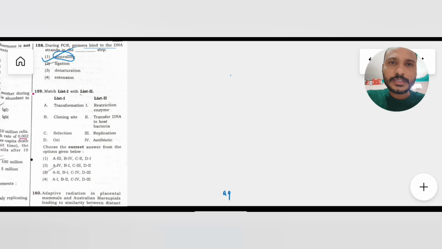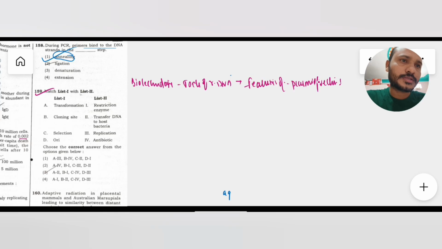So next one, question 159, match the following. In list one, different features are given with respect to their enzymes. Under this question, transformation, cloning site, selection, ORI, all these come from biotechnology. In biotechnology, they mainly focus on tools of rDNA technology, and these options are given from features of plasmids or vectors. So let's start with what exactly all these things are.